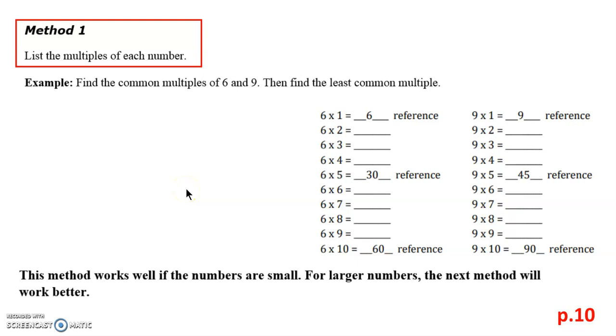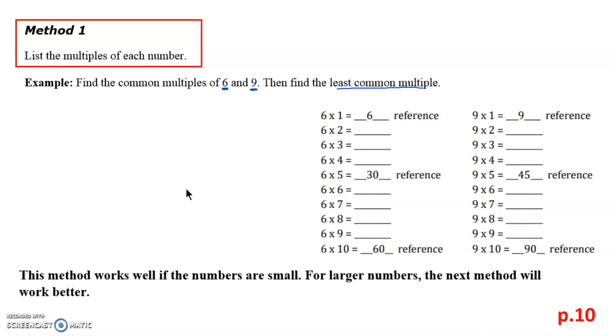In this video for lesson 4.2, we'll review the three methods for finding the least common multiple and also how to create equivalent fractions by raising and lowering terms. So for the least common multiple, the first method is to find the common multiples, and in this example we'll look at 6 and 9, and then from there we'll find the least common multiple.